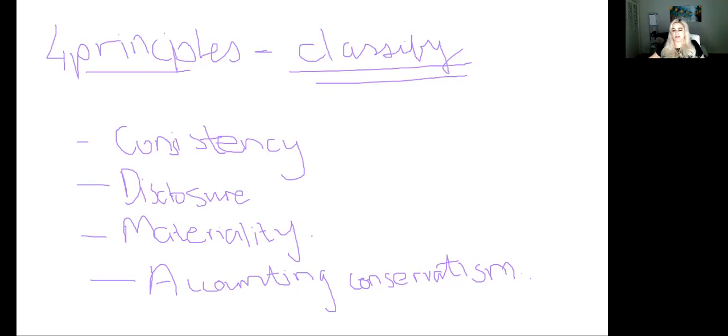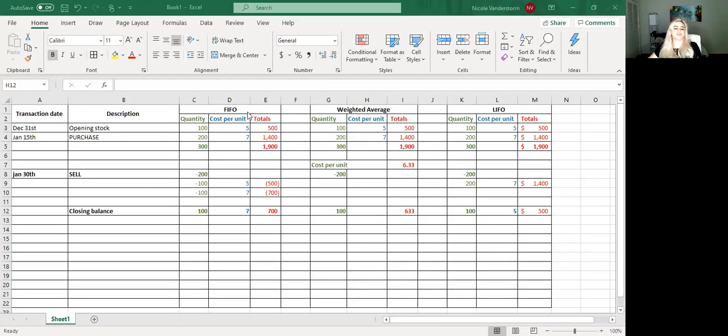Okay, when we talk about consistency, there was just one point that I wanted to make. Sometimes companies can actually change their approach to financial accounting, right? Oh, I apologize, let me share the screen again. Folks can actually change their approach from weighted average to FIFO, for example.